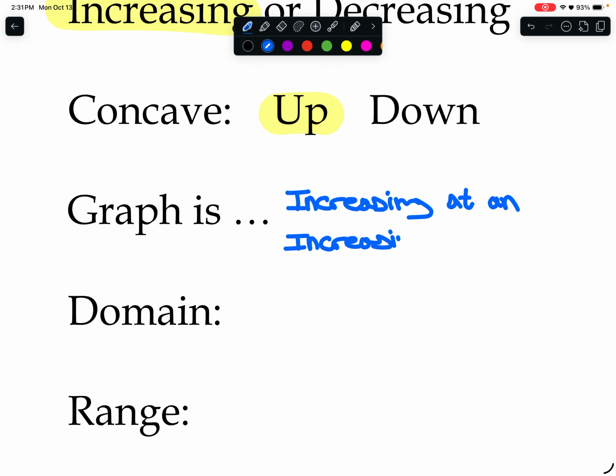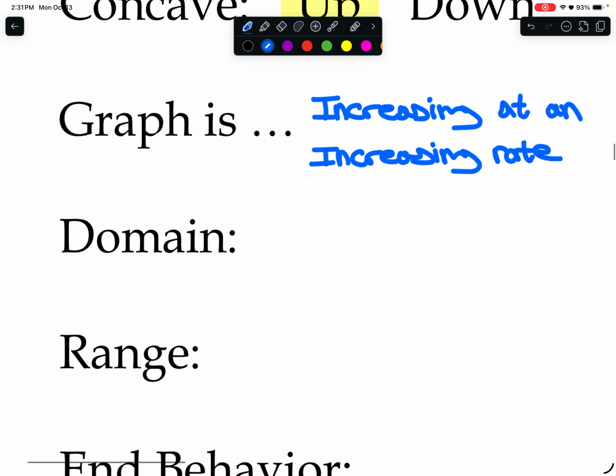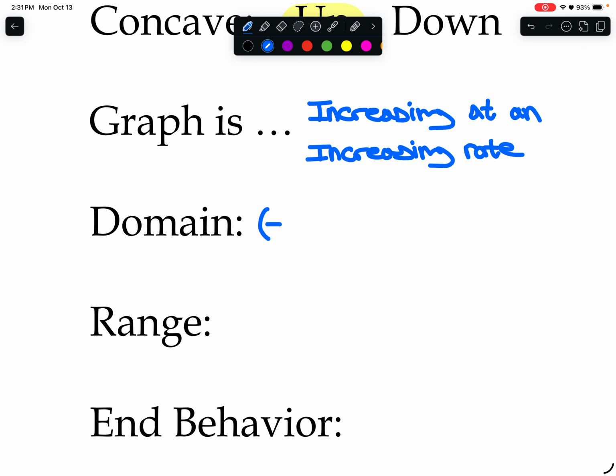Okay, and then my domain of my exponential function, it's going to go left indefinitely, and it's going to go right indefinitely. So my domain is going to be all real numbers. And then my range, well, because of that horizontal asymptote, I want everything above that horizontal asymptote, which means I want to go from 0 to positive infinity.